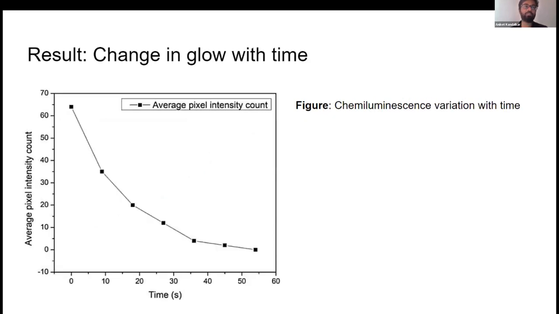But we also saw that the glow reduced with time because the available hydrogen peroxide was consumed by luminol. With a time of around 1 minute, the glow completely dropped down. So I captured these images within 20 to 30 seconds. I kept 20 seconds as a limit for me to click, so that I get good data.